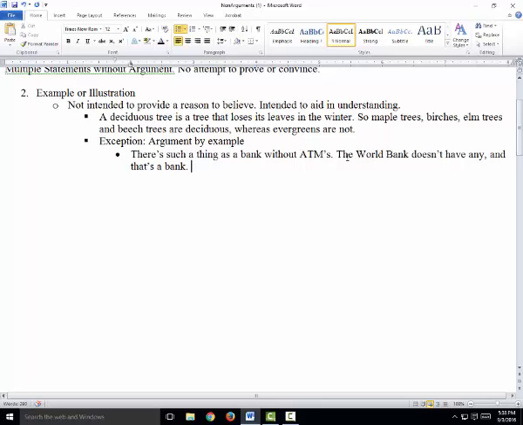I could even use the phrase for example. For example, the World Bank doesn't have any ATMs. And I'm still using the example to prove something. So that's an argument rather than just an example. And we might have an illustration, which is just a more elaborate version of an example.